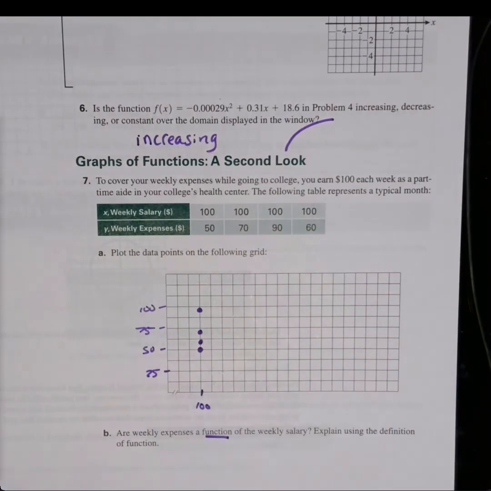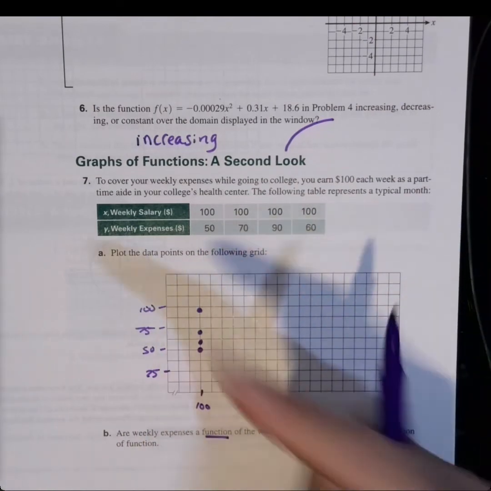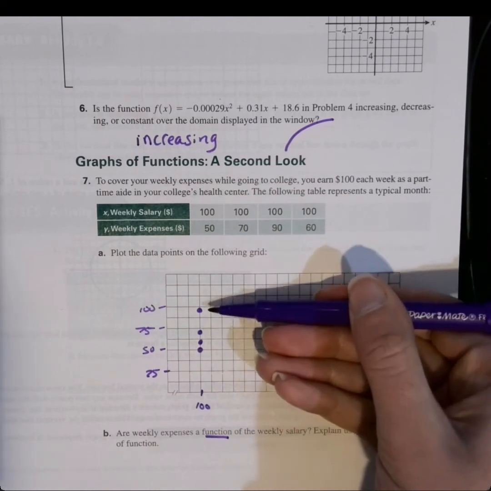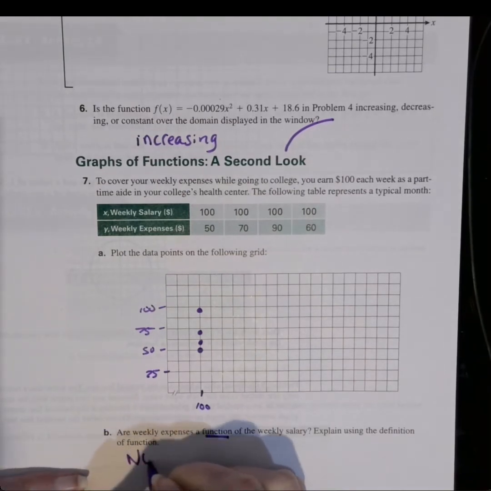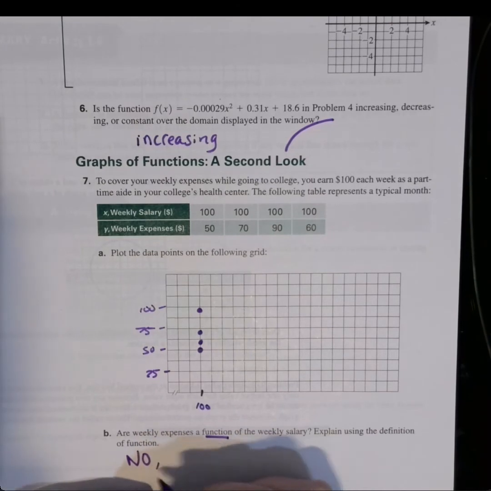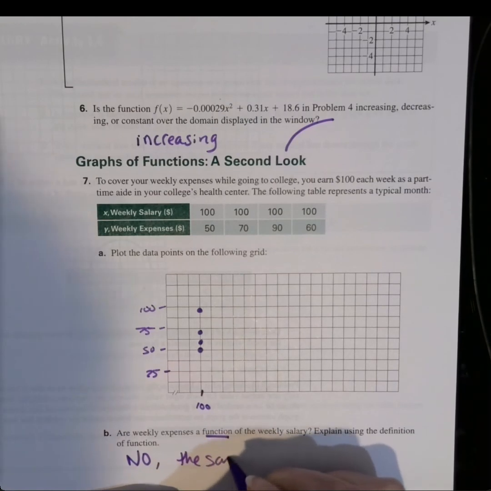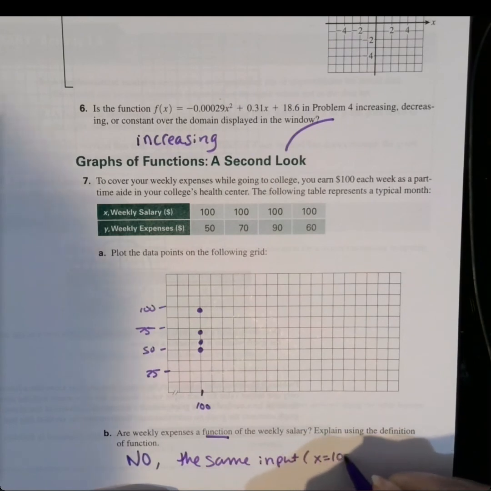So when I graphed these, we're graphing at 100, and that was the input, that was the salary each time. But the expense, the output, changed. I plotted the 50, then the 70, then the 90, then the 60. Are weekly expenses a function? We're going to have to say no, because the input didn't change, and the same input had a whole bunch of outputs. The same input, specifically 100, has more than one or multiple possible outputs.